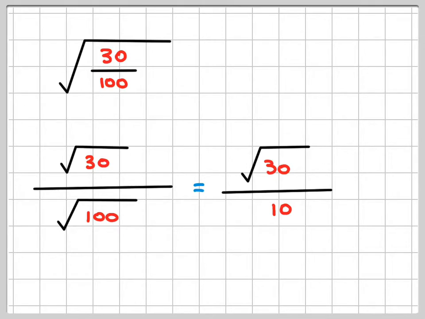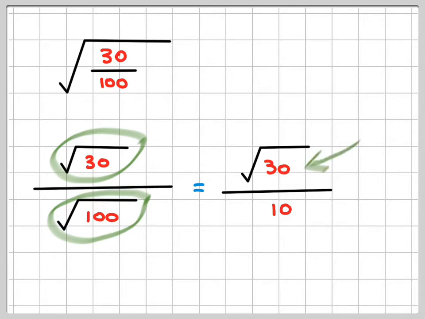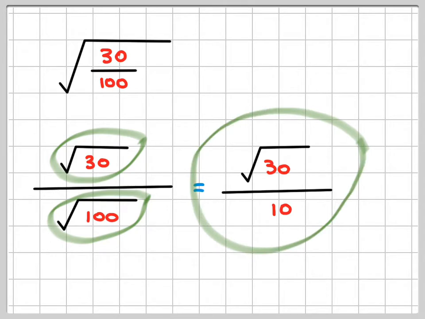Okay, now we have the square root of two numbers. We have 30 over 100. We break that up into the square root of 30 over the square root of 100. One of them we can actually solve. We can't solve the square root of 30. We don't know that without our calculator. It's going to be a surd, but the square root of 100, that's an absolute square root. We know the answer is 10. So we actually have simplified it even further by solving the bottom.